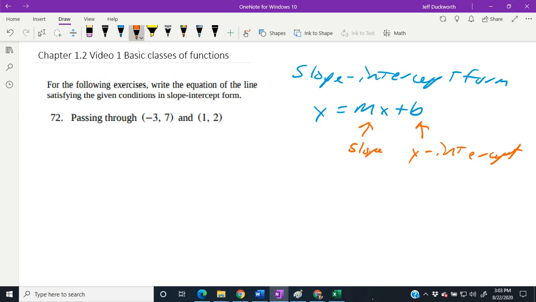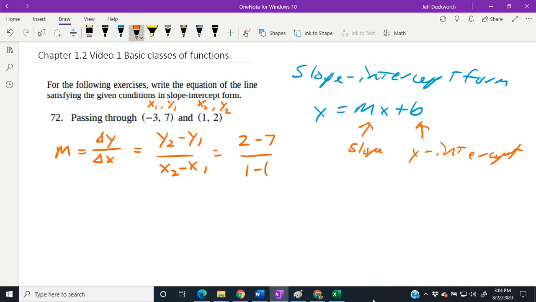All right. So the strategy to this, the first thing you do is you figure out what the slope is. So m is equal to the change in y over the change in x, which we do as y2 minus y1 over x2 minus x1. So in this case, I'll use this as my x1 and y1, and this is x2 and y2. So this is going to be 2 minus 7 over 1 minus a negative 3, which equals negative 5 over 4, or negative 5/4.